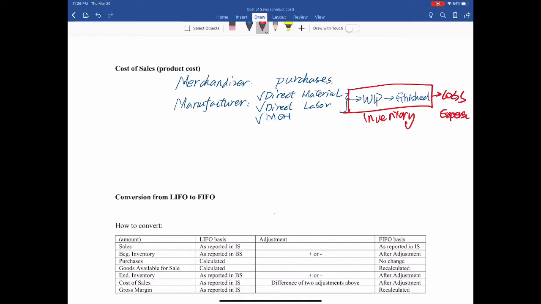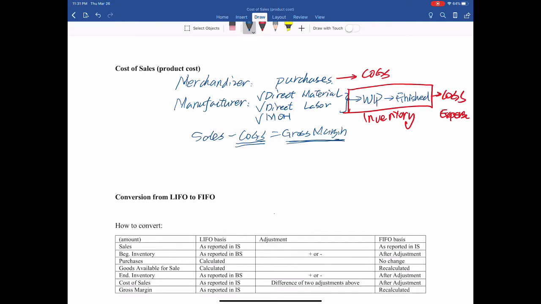And this is also true for the merchandiser. Purchases will be recorded as inventory. Before the inventory is sold, it is still an asset. When sold, it will become cost of sales. No matter merchandiser or manufacturer, they earn a margin from their sales. Actually, their sales revenue minus cost of goods sold or cost of sales is the gross margin.